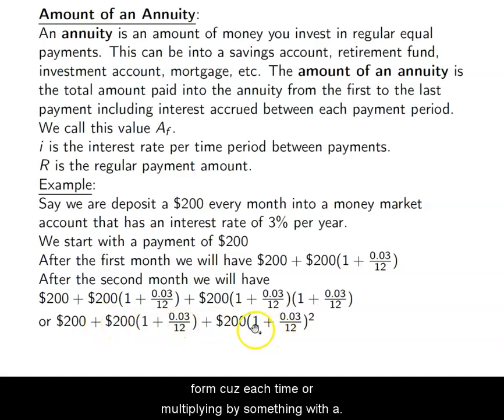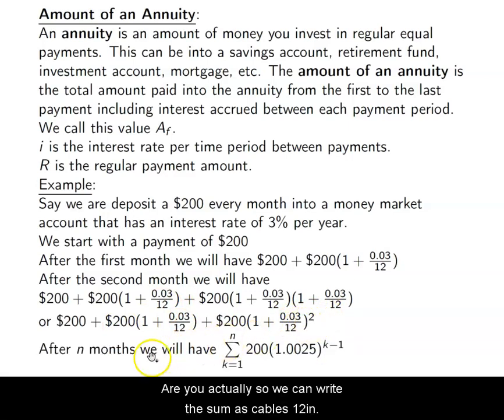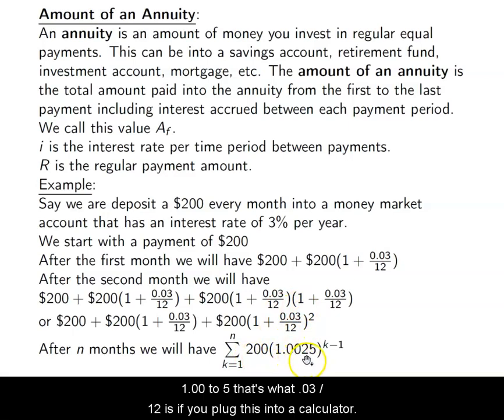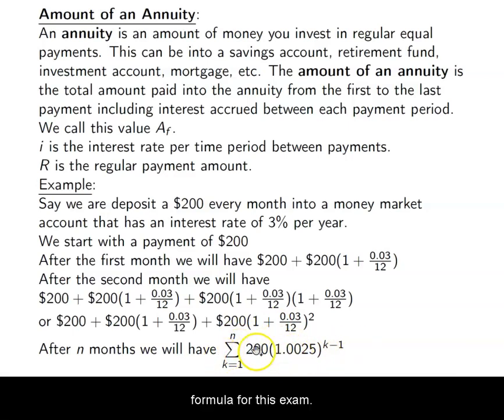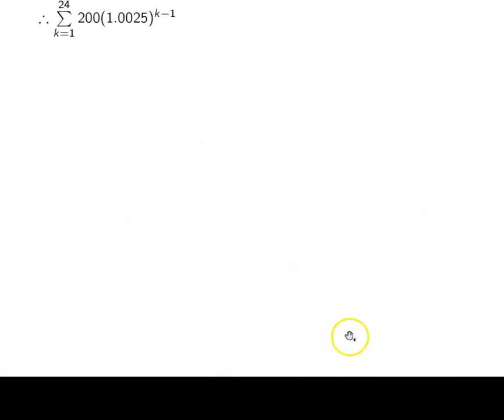It's geometric in form because each time we're multiplying by something with a different R value, actually. So we can write the sum as k equals 1 to n of 200 times 1.0025. That's what 0.03 divided by 12 is if you plug this into your calculator. K to the minus 1. So it's a geometric series that follows this formula, okay, for this example.